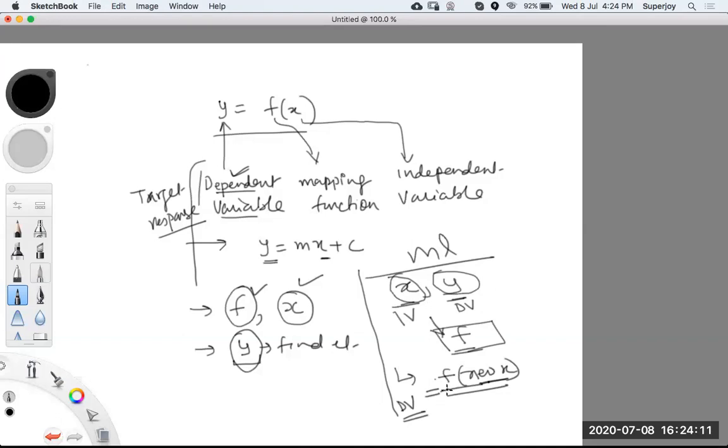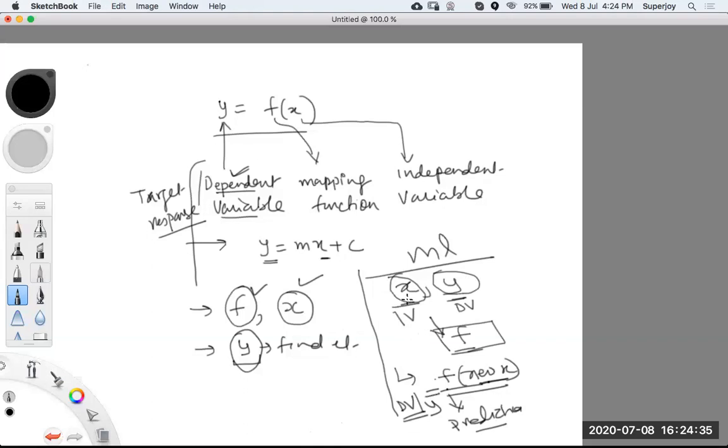The act of finding out the dependent variable for a new value of x, the act of finding out the value of y for a new x, is known as prediction in case of machine learning. This is known as prediction. So guys, let me again give you a formal definition of what machine learning is.